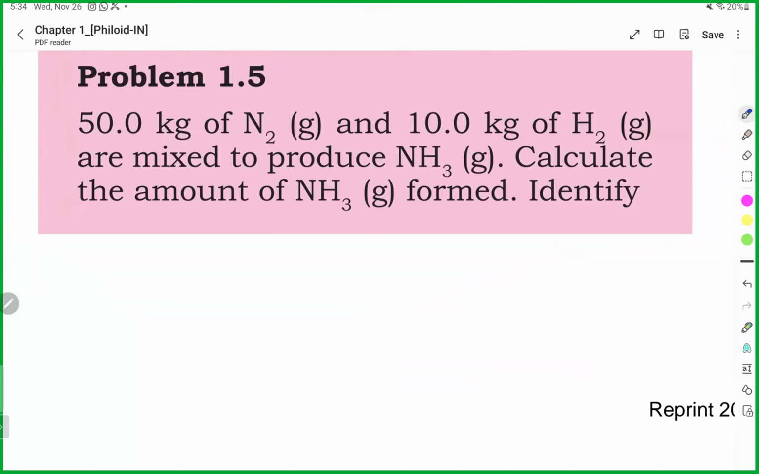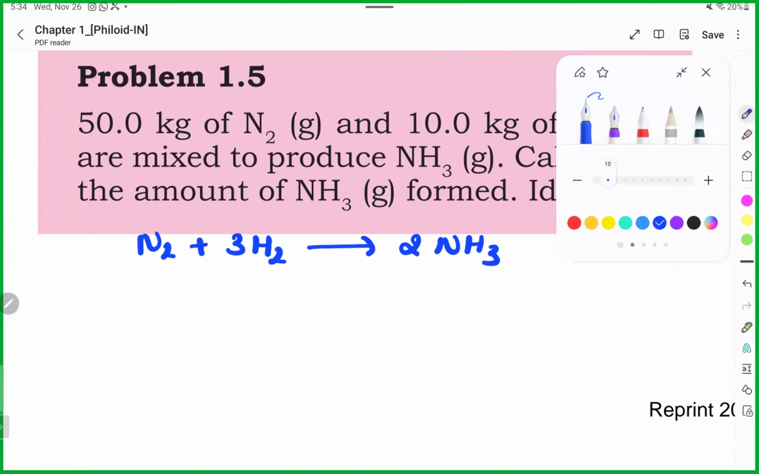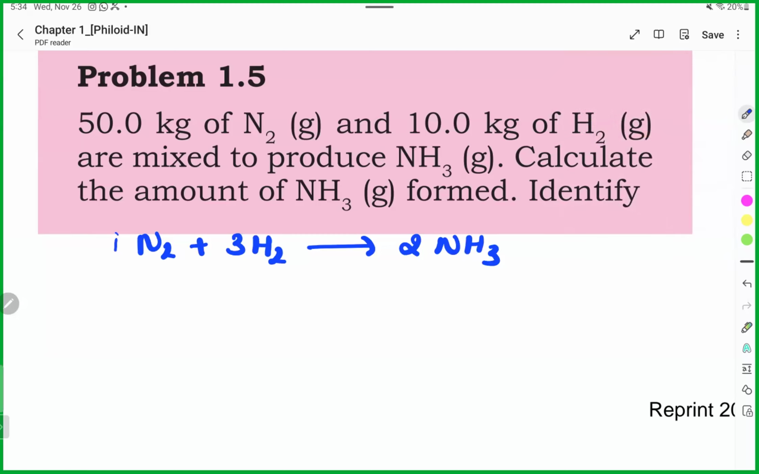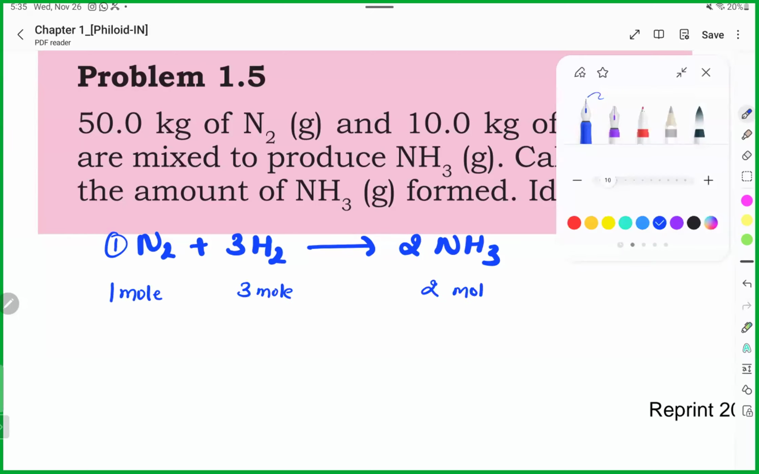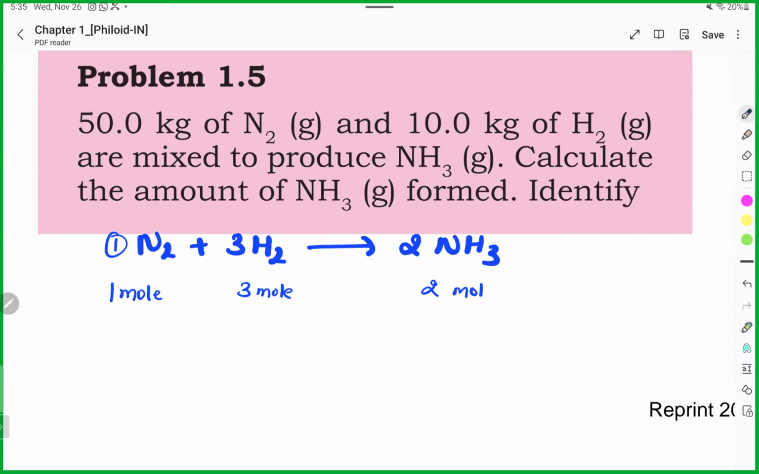So, you know, nitrogen reacts with 3 moles of hydrogen and produces 2 moles of ammonia, right? You can write this in multiple ways. Let's take 1 mole. In moles, if you take 1 mole of this, it should be 3 moles and 2 moles. In grams, 1 mole is 28 grams, 3 moles is 6 grams, and this is 14 plus 3, 17, 34 grams.